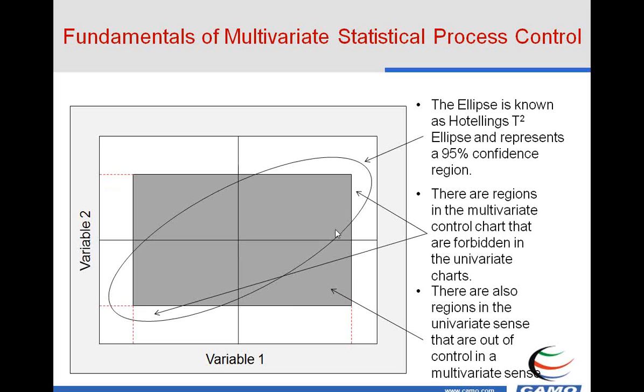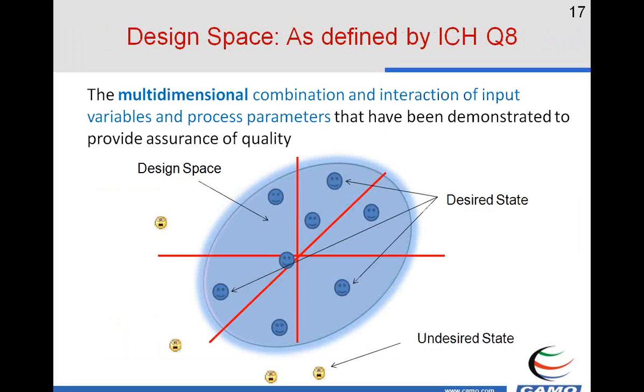And you also have some regions that are acceptable by univariate charts, but are not in multivariate analysis. So this is used to create what we call the design space, and that will make sure that all the samples conform to what is needed inside this design. So here we have more than just two variables. We have several variables, and we have defined a model with our design space.